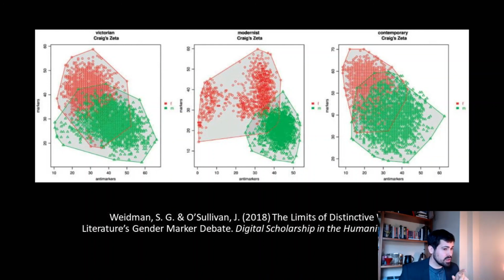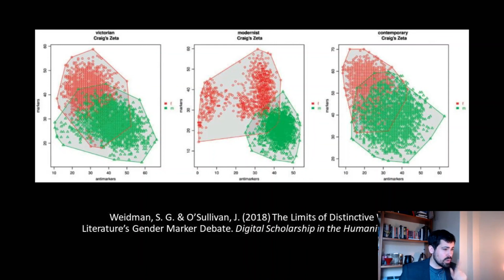And the exception, of course, is the modernist era, wherein something interesting is going on with both the women and the men. Now, the men are very similar to each other. Look how condensed they are. The modernist one, if you can't see it, is the middle one, yeah? So it's chronological. Look how condensed they are. They're basically all using the same distinct words. The modernist men drew from the same vocabulary pool, basically.